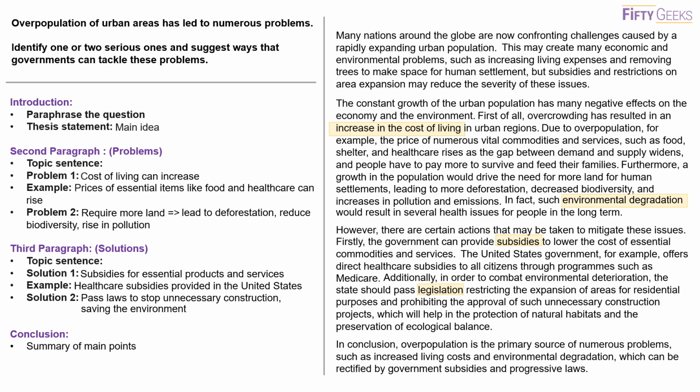So this is all about writing problems and solution essay. With some practice, you will be able to attempt this task.